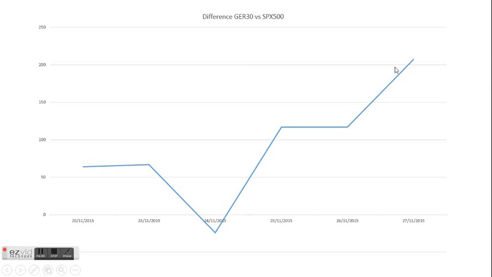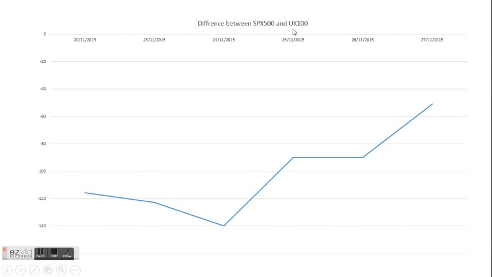As you can see, we had a big move apart on Friday. The German 30 moved way above the S&P 500, up above the 200 level here. We're going to look at what caused that and how that happened in a bit. And then take a look at the UK 100 and S&P 500.